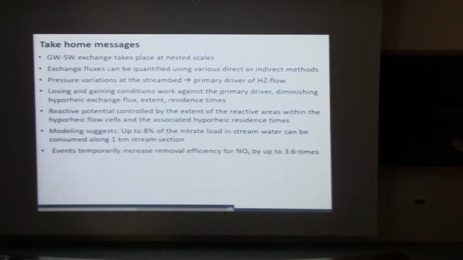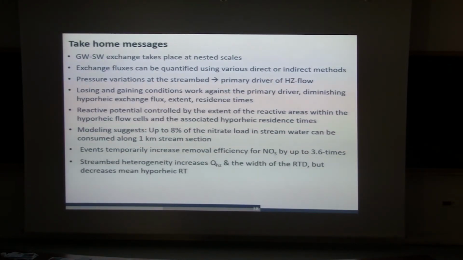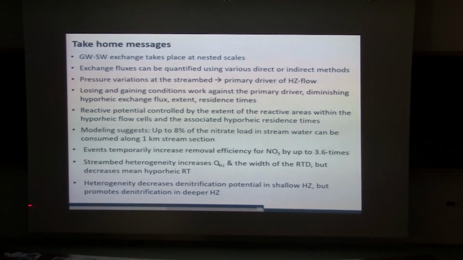We could show that events temporarily increase the removal efficiency of nitrate, and in our simulations this was up to 3.6 times larger if you had this pulsing from the stream stage going up and down. So if you think of climate change, changes in variability of flows, that might also affect attenuation. Streambed heterogeneity increases the hyporheic flux and the width of the residence time distribution, but the mean hyporheic residence time decreases. And this may reduce the potential for denitrification in the shallow system, but at the same time it may promote denitrification in deeper parts of the system.